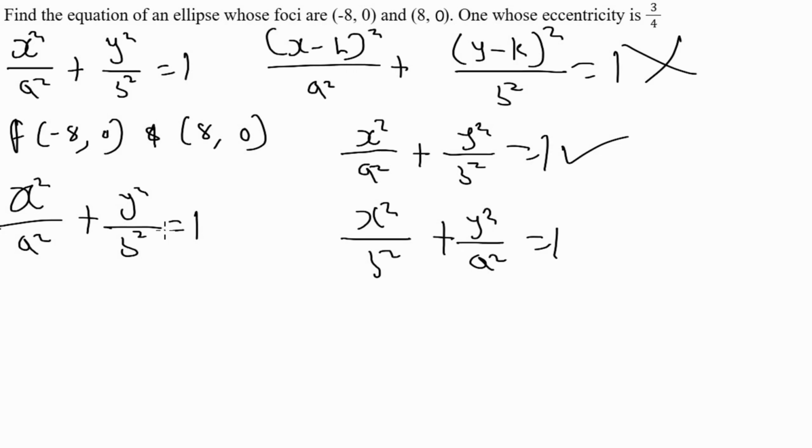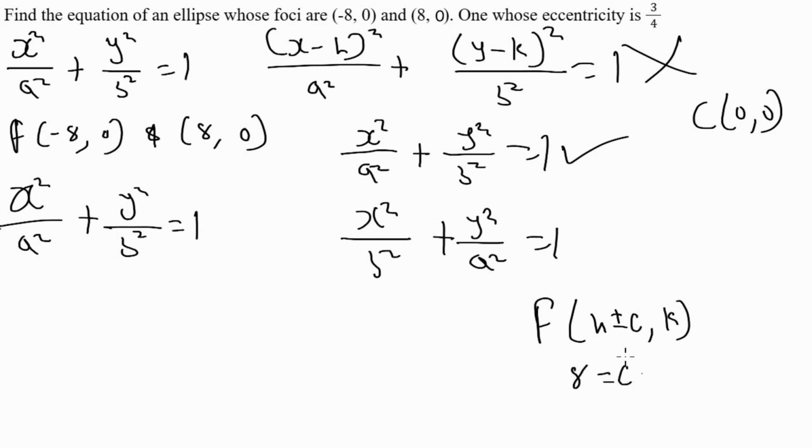We have c already, and we have the eccentricity, because c is with respect to the foci. Since it is centered at the origin, the center is (0, 0). Remember, since it is horizontal, the foci are (h plus or minus c, k). Both h and k are 0. That's why we have the foci as (-8, 0) and (8, 0).